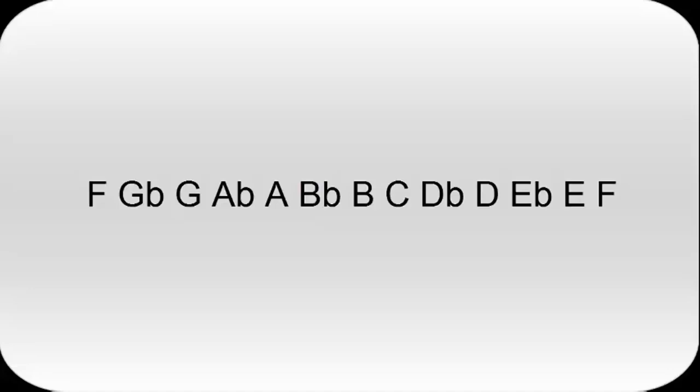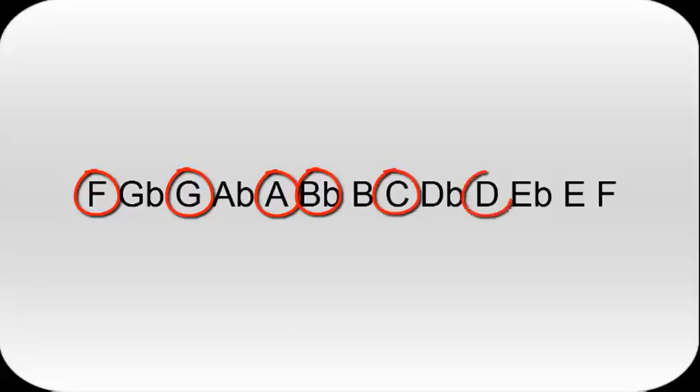First, let's derive the F major scale and create a melody. First, our root note of F, then a whole step to G, a whole step to A, a half step to B flat, whole step to C, whole step to D, whole step to E, and another half step brings us back to F.